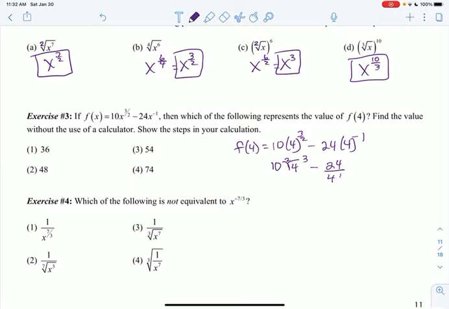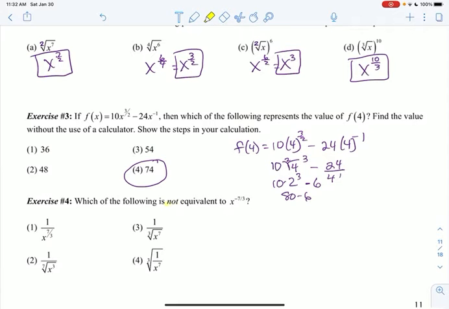Now the square root of 4 is 2, so basically I have 10 times 2 to the 3rd minus 6, because 24 over 4 is 6. 2 to the third is 2 times 2 times 2 is 8. So 10 times 8 is 80, and 80 minus 6 is 74. All right, so you took something that was pretty complicated and we made it into an equivalent form that I could actually figure out without a calculator.